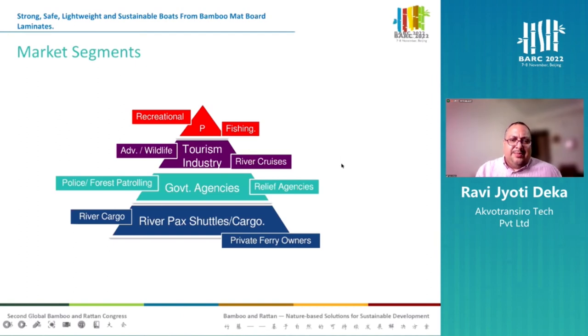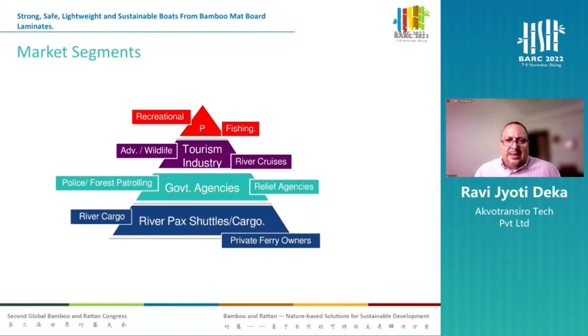The market segments which we feel will benefit most are, primarily, as a replacement for village ferries and private ferries carrying cargo and passengers, for the safety, higher efficiency, lighter weight, and higher speeds, plus the affordability. They are going to get a much superior product having all the advantages of a fiberglass boat, made from a sustainable material, very easily repairable, at a price which is only slightly higher than a wooden boat.